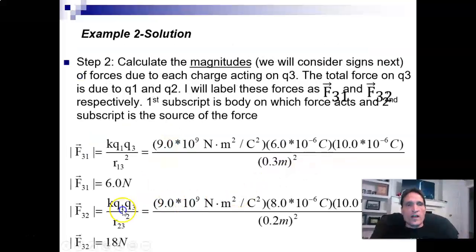And we can do the same for the force on 3 due to charge 2. This should be Q2 here, sorry, typo. So it's K times Q2, and Q2 is 8 microcoulombs, or 8 times 10 to the negative 6 coulombs. Q3 is 10 times 10 to the negative 6 coulombs. And they're separated by 0.2 meters, and we square it. And we find the magnitude of force of 3 due to 2 is 18 newtons.